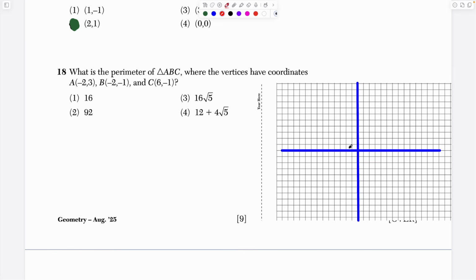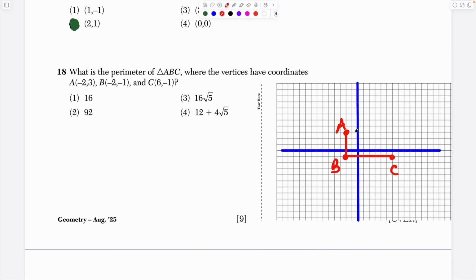So A is at -2, 3, so we're going left 2, up 3, and that's where A is located. Then we have B is at -2, -1. So that's going to be down here. And then C is at 6, -1. So that's to the right, 1, 2, 3, 4, 5, 6, and then down 1. So for this, what I'm noticing is that when we connect these points here, we have a right triangle.